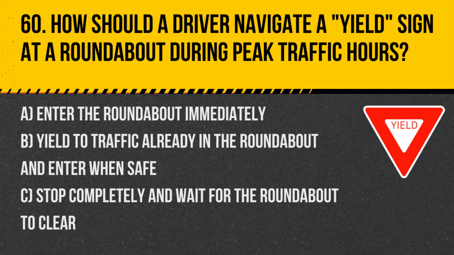Question 60. How should a driver navigate a yield sign at a roundabout during peak traffic hours? A. Enter the roundabout immediately. B. Yield to traffic already in the roundabout and enter when safe. C. Stop completely and wait for the roundabout to clear. Answer: B. Yield to traffic already in the roundabout and enter when safe. This ensures smooth traffic flow.